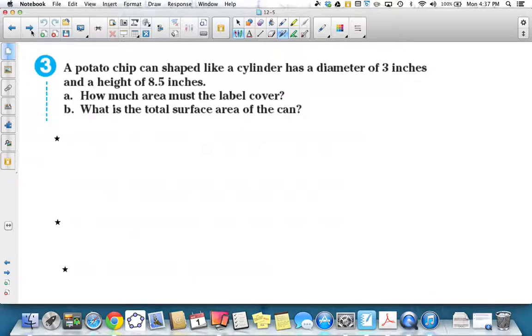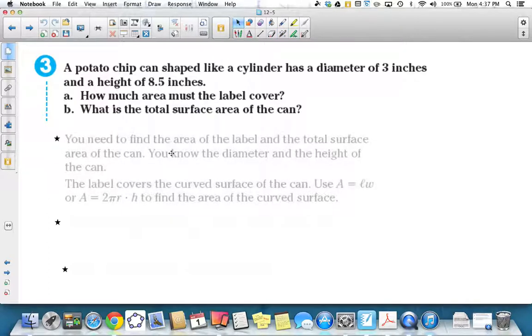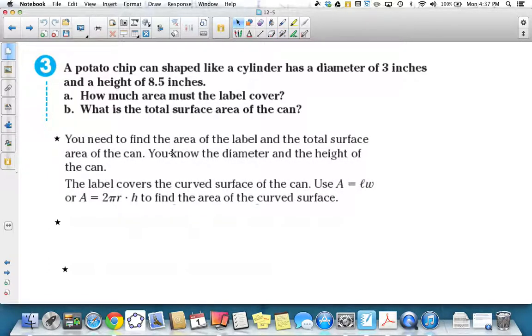So how do you apply this formula? Let's go to example 3. A potato chip can is shaped like a cylinder, has a diameter of 3 inches and a height of 8.5 inches. How much area must the label cover? And what is the total surface area of the can? This is what we know so far. We need to find the area of the label and the total surface area of the can. We know the diameter and the height of the can, and the label covers the curved surface of the can.